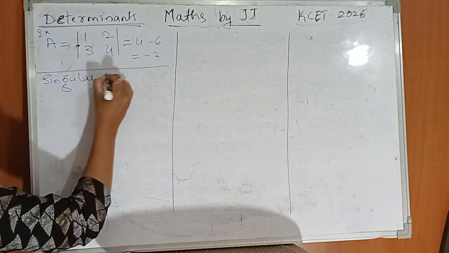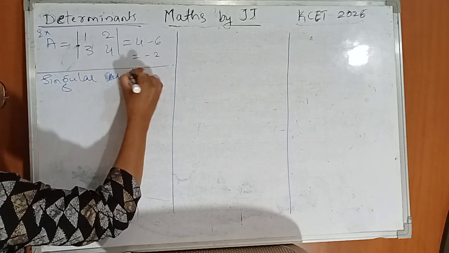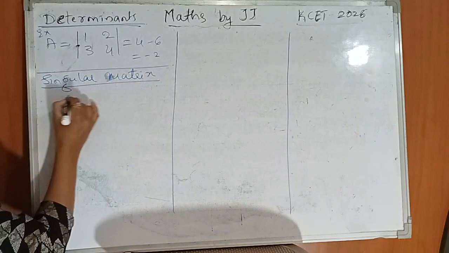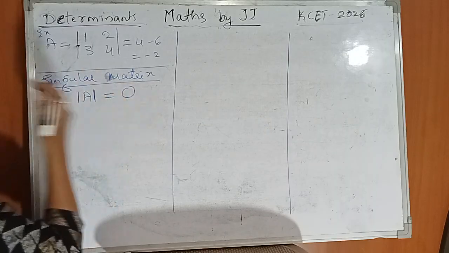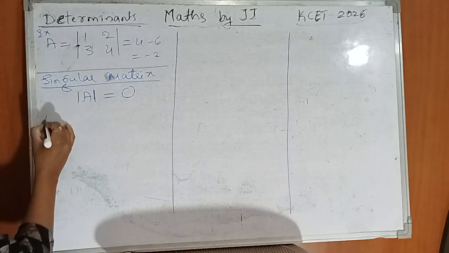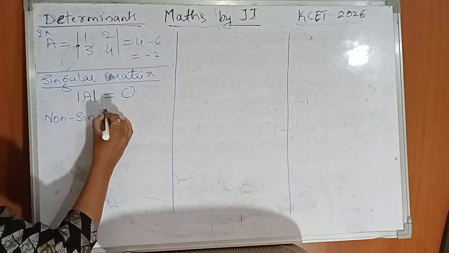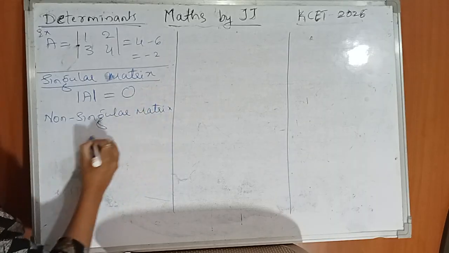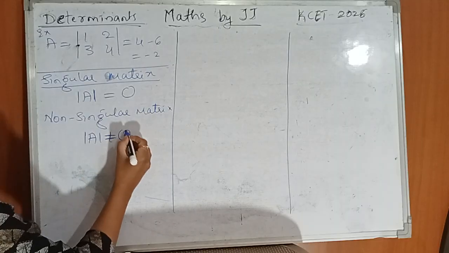So this I have already done, the singular matrix, in your NCERT. What do you mean by singular matrix? A square matrix is said to be a singular matrix if its determinant is equal to 0. Then comes a non-singular matrix. So what is the definition of a non-singular matrix? Determinant of A is not equal to 0.